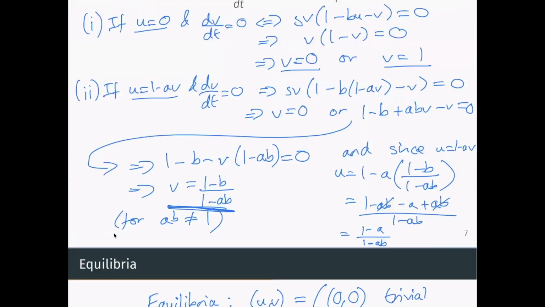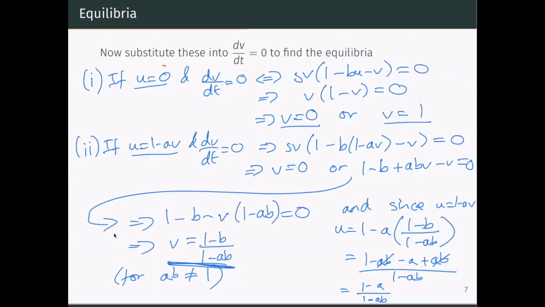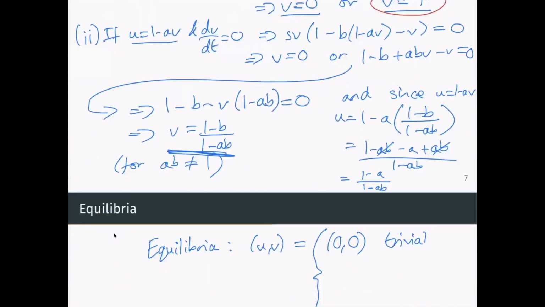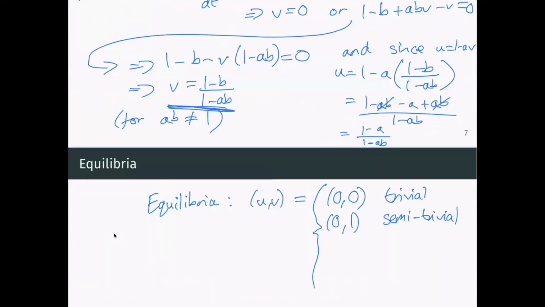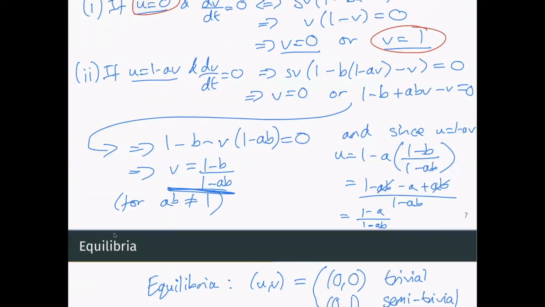What else do we have? We have this case here. U is equal to 0 and V is equal to 1. So U is equal to 0, V is equal to 1. This is a semi-trivial equilibrium. It's semi-trivial because one of the species is extinct, so essentially we're no longer in a two-dimensional system. We're back down to a one-dimensional system.